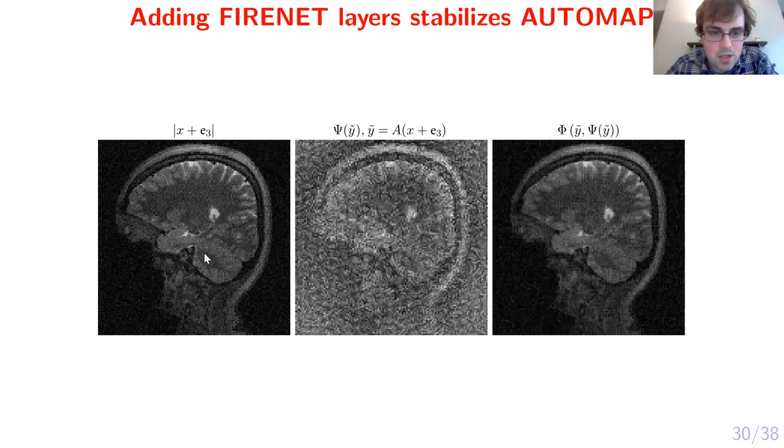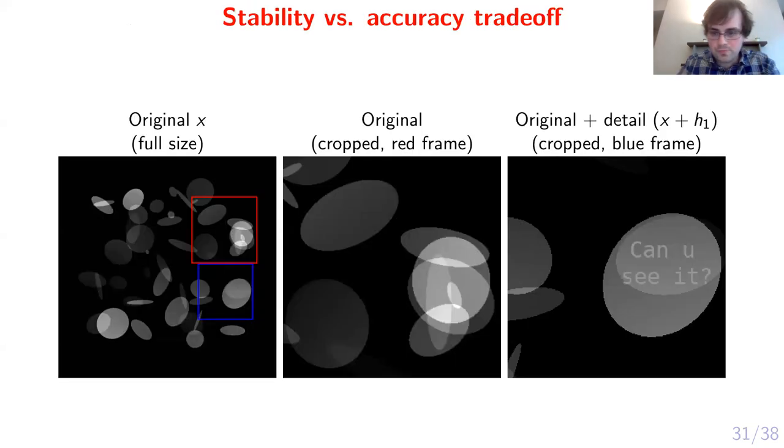Okay, so this is the adversarial perturbation for the concatenation. This is what happens when you don't tag on FireNet. Okay, so you get something that's not accurate. And then when you add FireNet, you get this stabilizing effect. Okay, so I'm now going to discuss stability and accuracy together, because I think this is important.